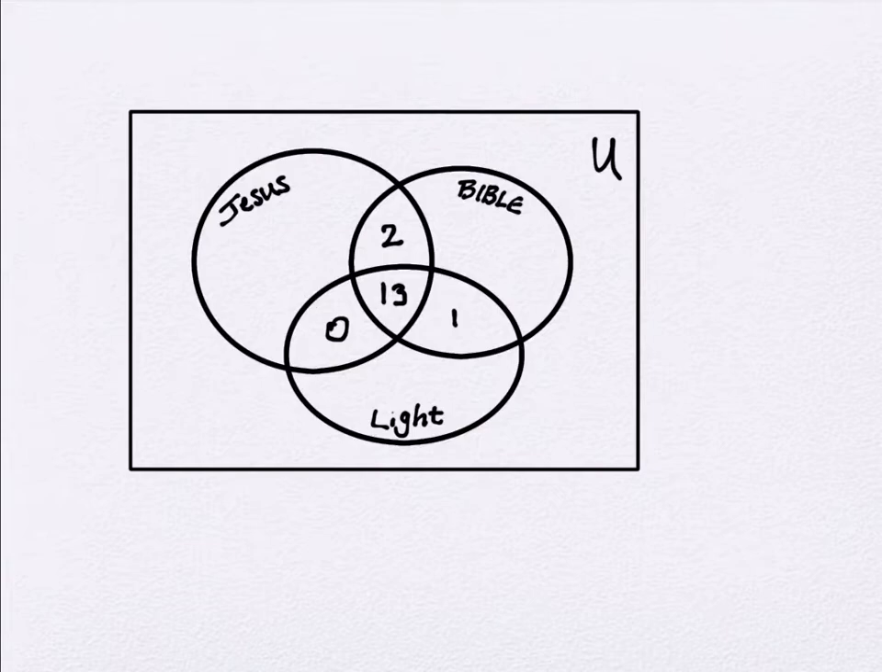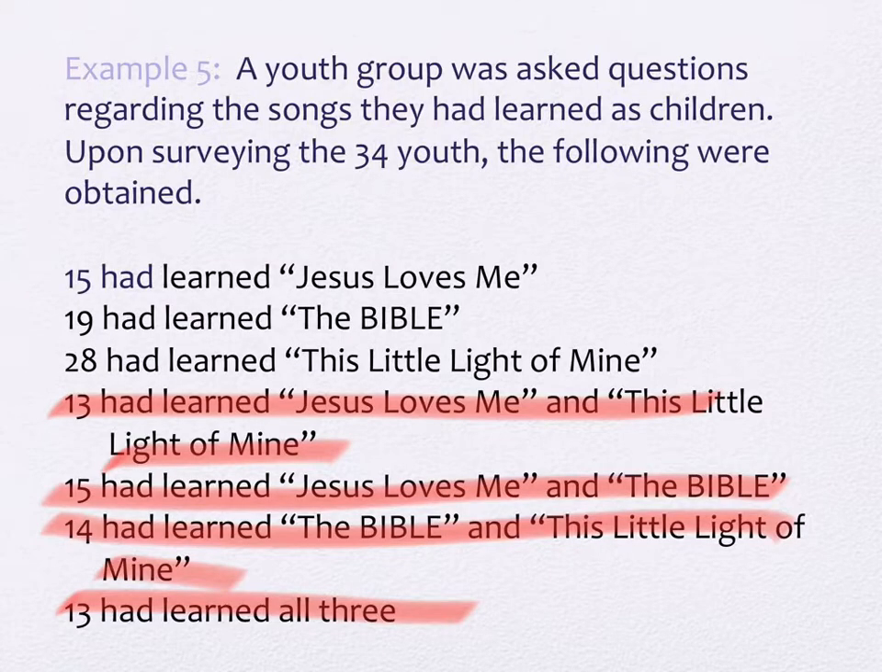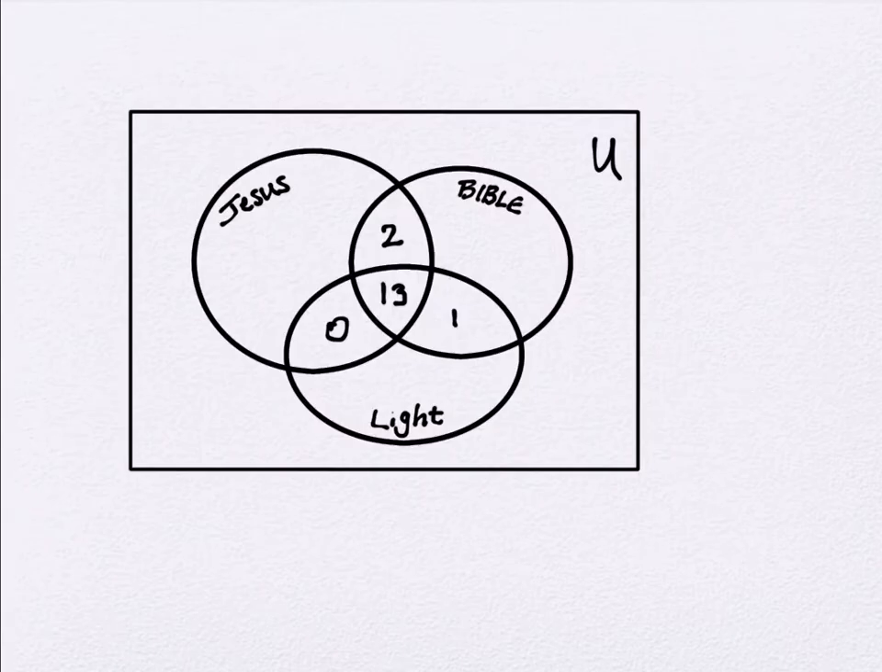Okay, looking good. If we keep working our way up, it says 28 had learned "This Little Light of Mine." Okay, "This Little Light of Mine" was the bottom circle. I have 13 and 1, which is a total of 14 already there, and it's supposed to be 28. So how many are missing? 14 are missing. So I'm going to have 14 in this "This Little Light of Mine" portion on the outside.